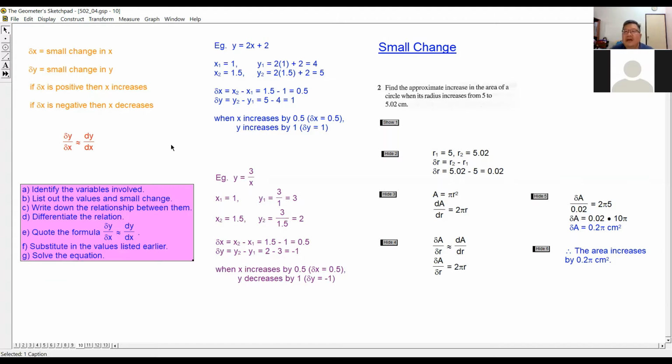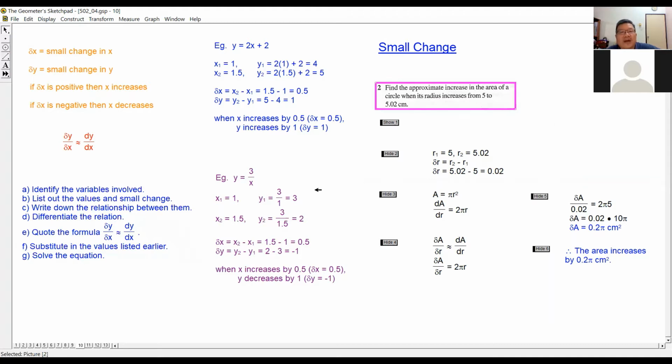So after reading the question, what are the variables involved? What are the two variables in this question? Area and radius, correct. Then what is given? 5 to 5.02, these two numbers. What are they? R1 and R2. Correct, they are R1 and R2.